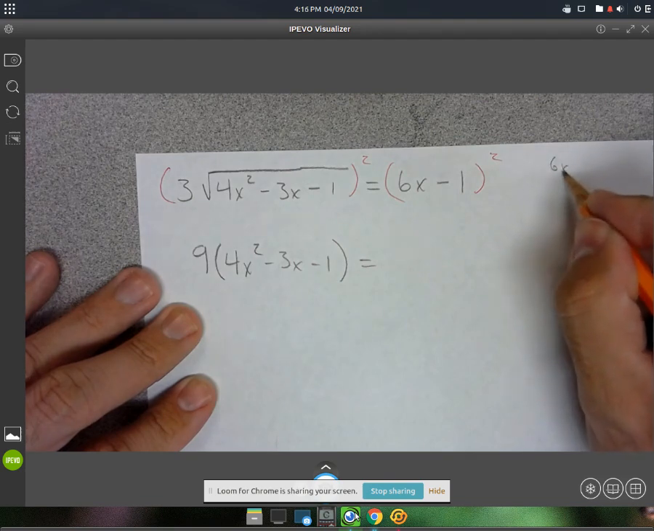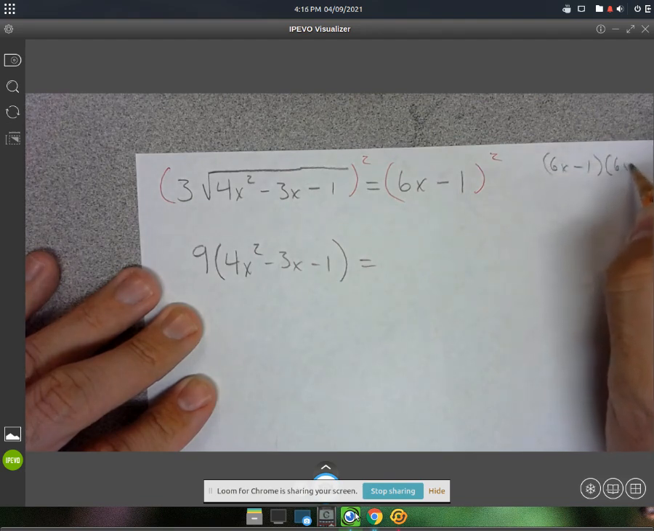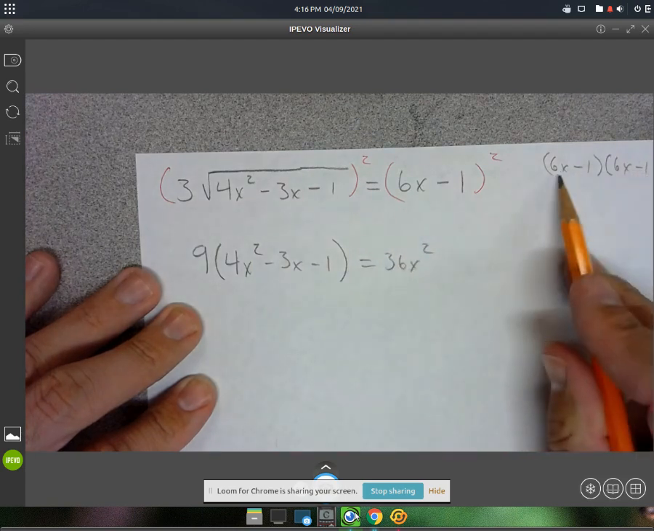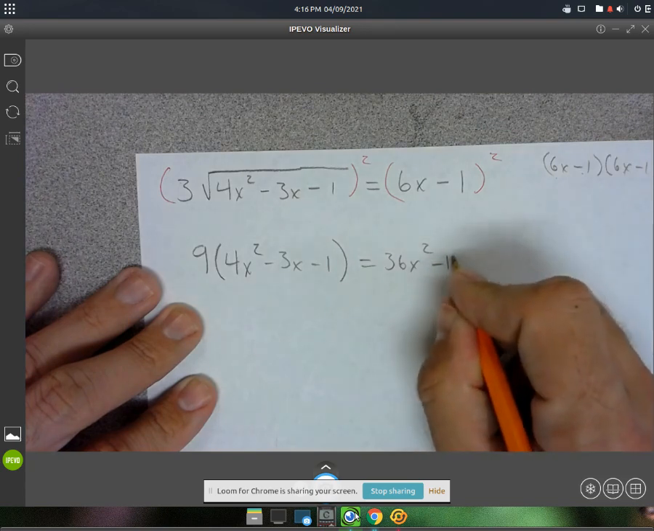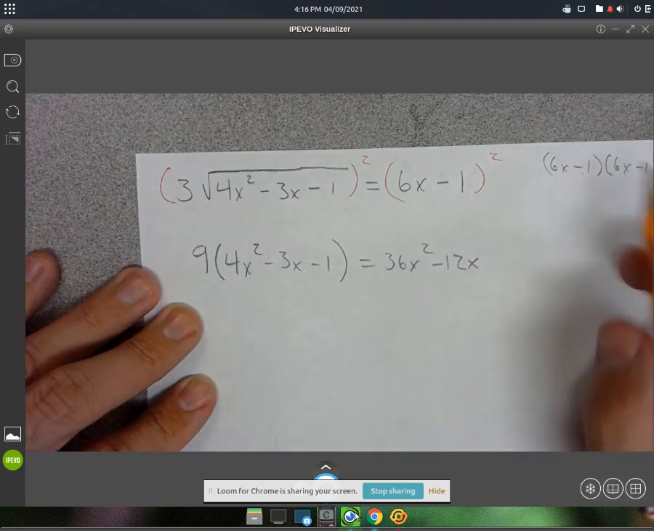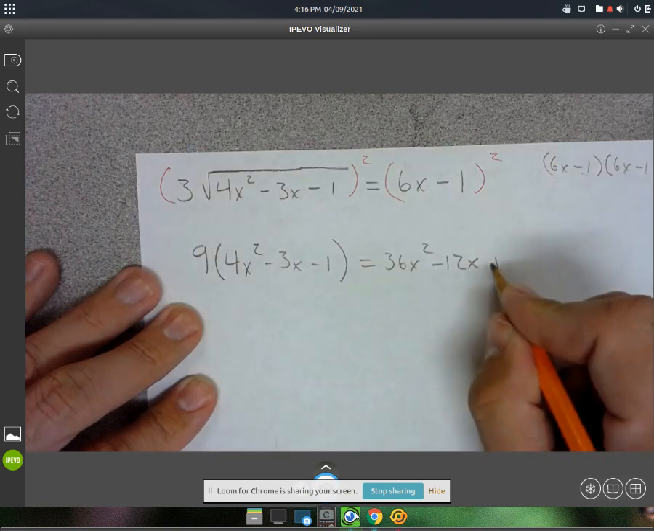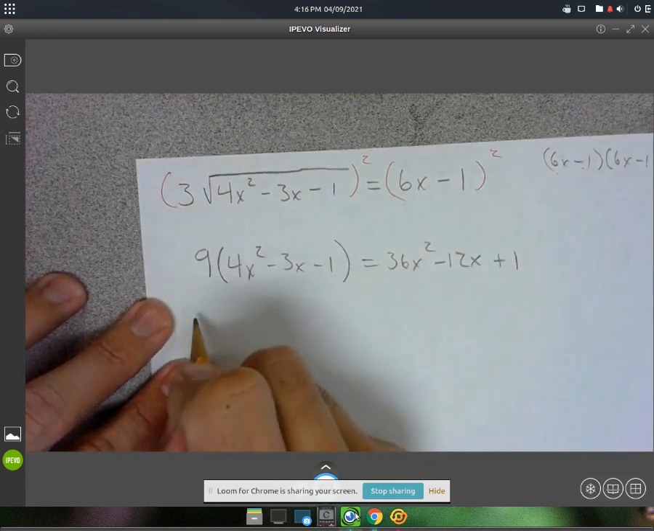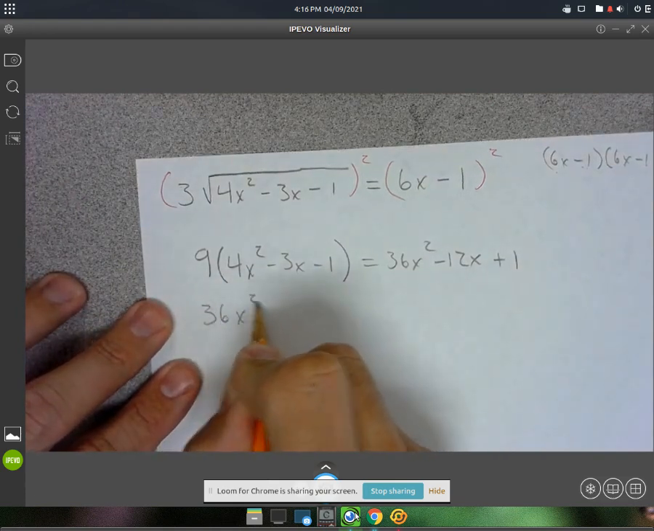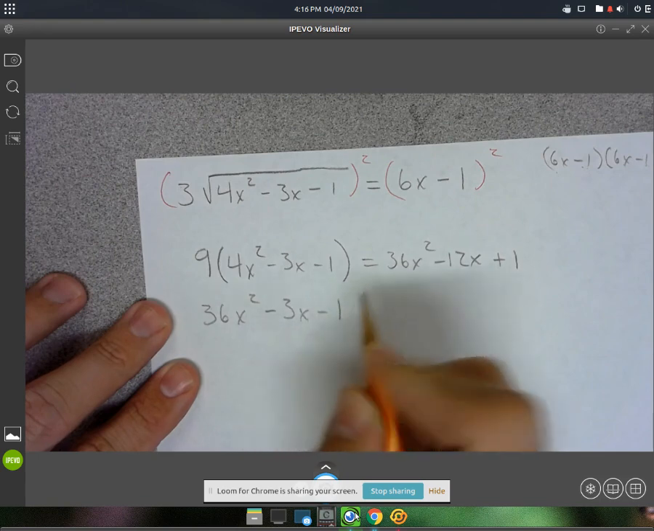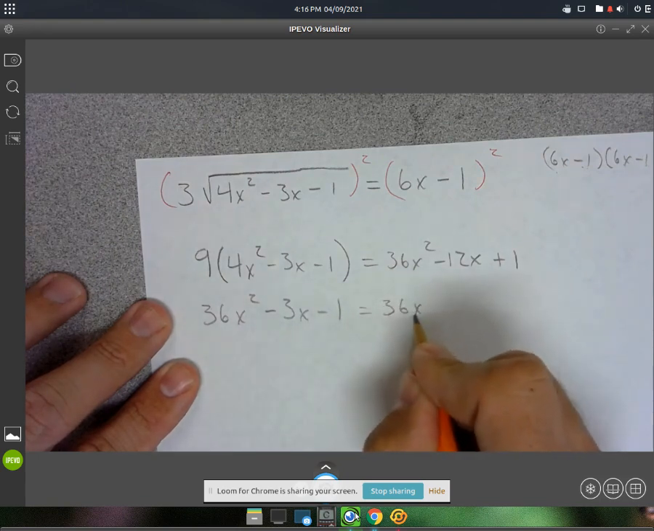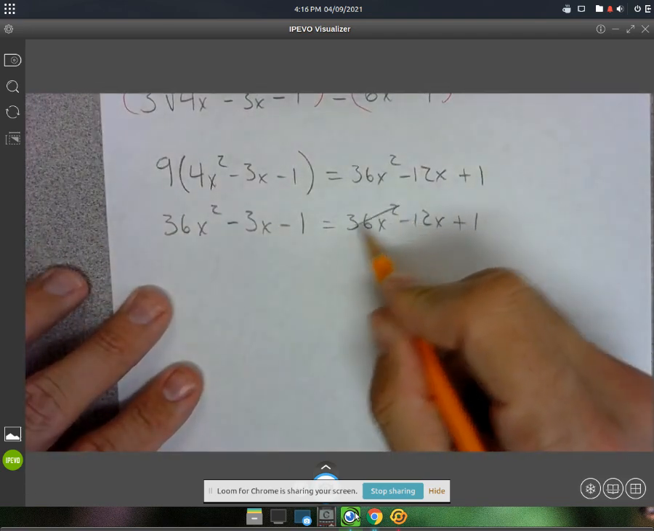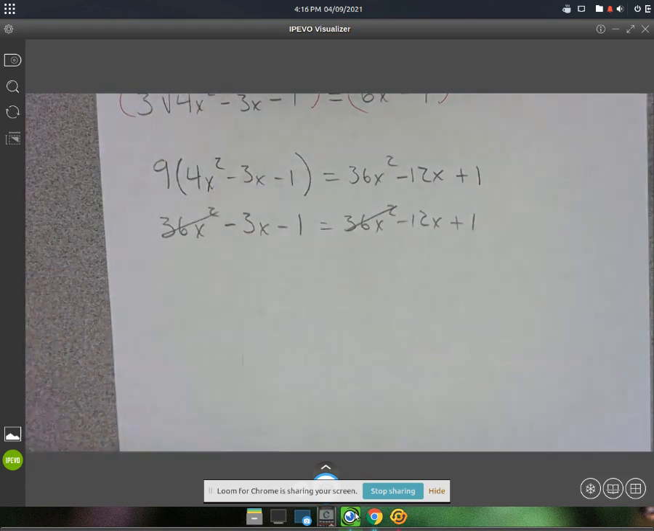We'll do 6x minus 1 times itself. So I get 36x squared. I'm going to get a negative 6x and a negative 6x, so negative 12x. And then a negative 1 and a negative 1 will make a positive 1. Okay, distribute the 9 real quick. 36x squared minus 3x minus 1. Same thing. All right, get rid of your 36x squareds because those are the same thing.